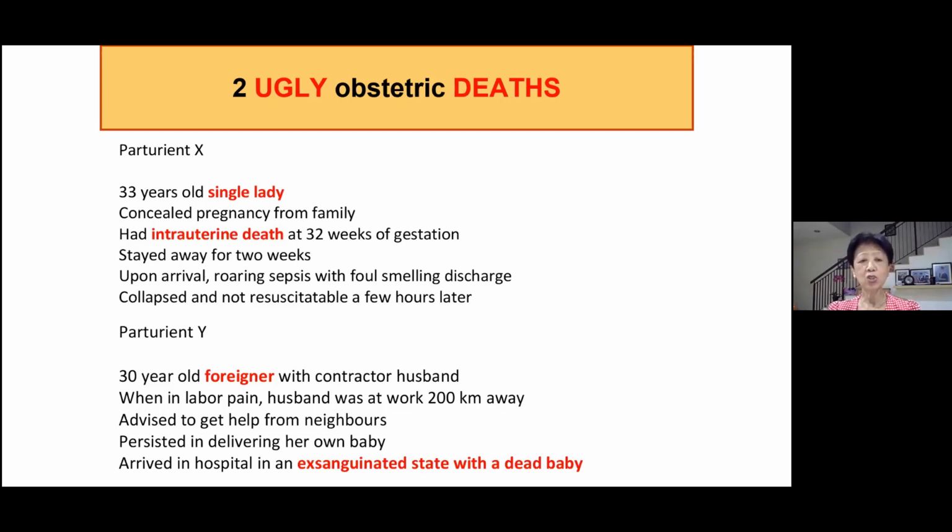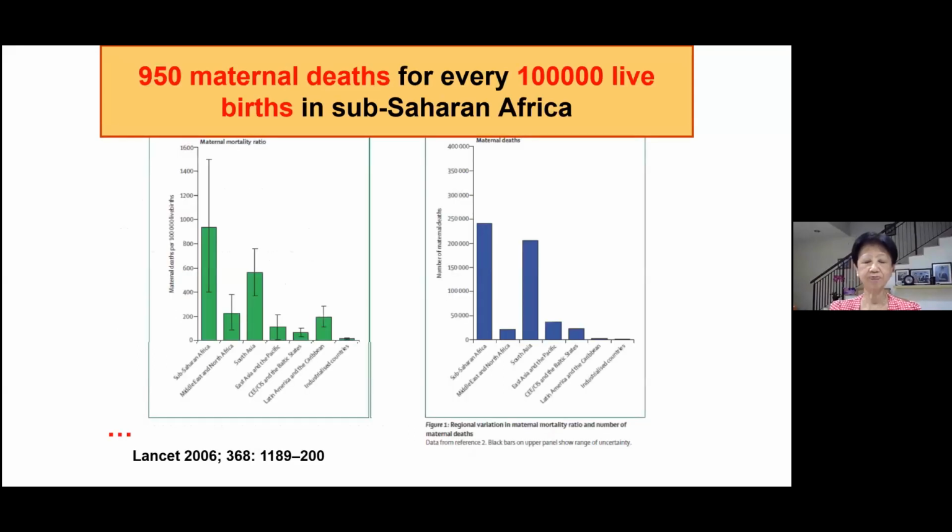And the other patient was a foreigner who was working with the husband, and she had difficulty understanding the intricacies of how to get into the hospital itself, because her husband at that time, being a contractor, was about 200 kilometers away. And what happened is she decided in the end to deliver her own baby, but she ended up with a dead baby and arrived in the hospital in a very exsanguinated state and could again not be resuscitated.